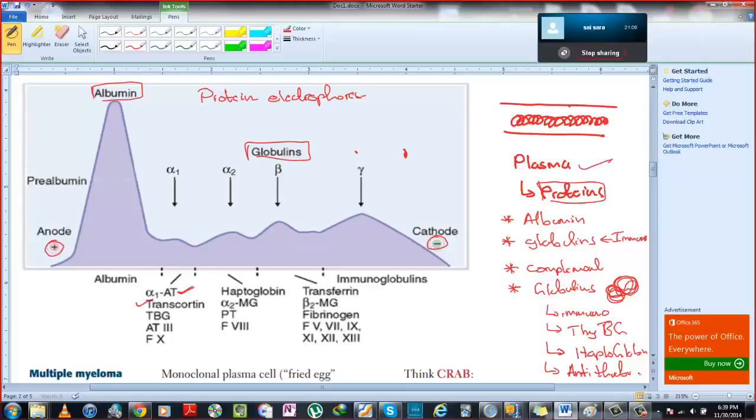Then you have transcortin. Then you have thyroid binding globulin. Then you have antithrombin 3. You have factor 10, haptoglobin, alpha 2 macroglobulin, PT, factor 8, transferrin, fibrinogen, and lastly, immunoglobulins. Is it falling into perspective now? Good. So immunoglobulins are not just the IgG but the entire thing, because they're proteins as well.